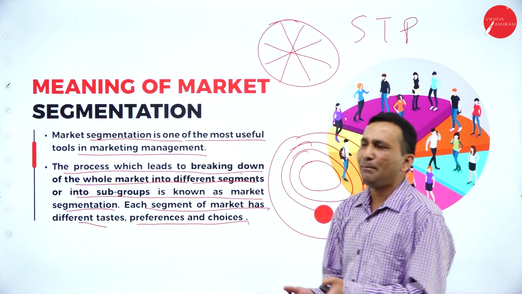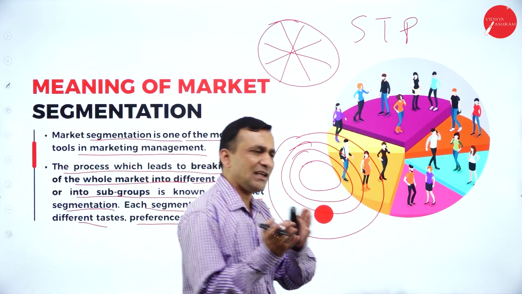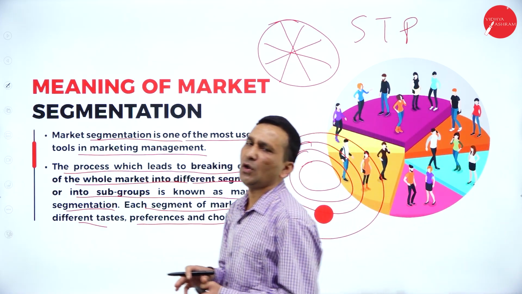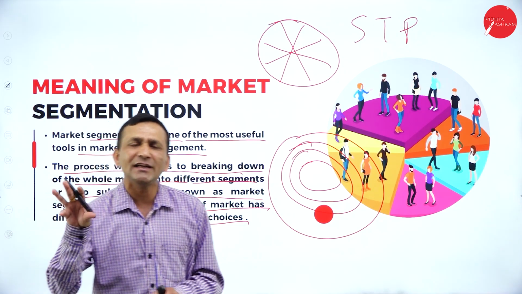If you take an example, North Indians like North Indian food and South Indians like South Indian food. When we offer a product related to North India, the market is already selected as the North Indian market.